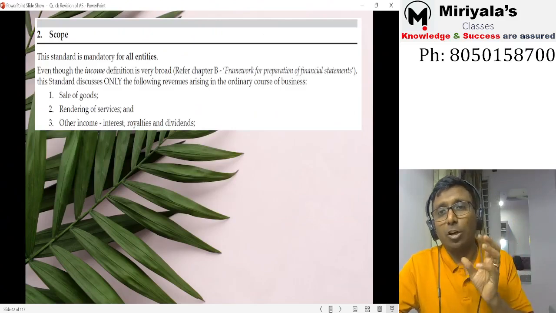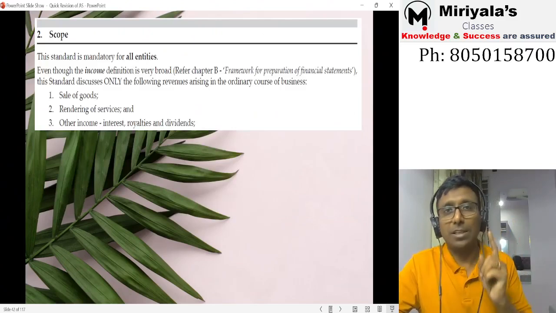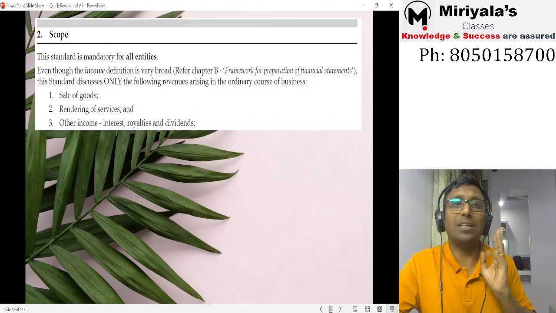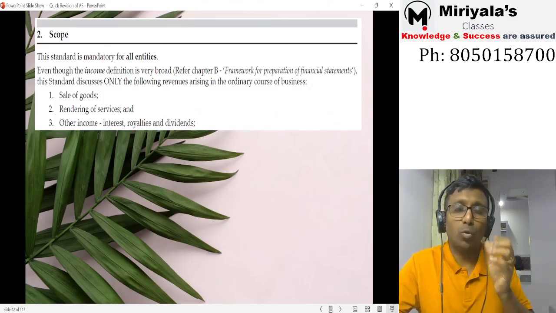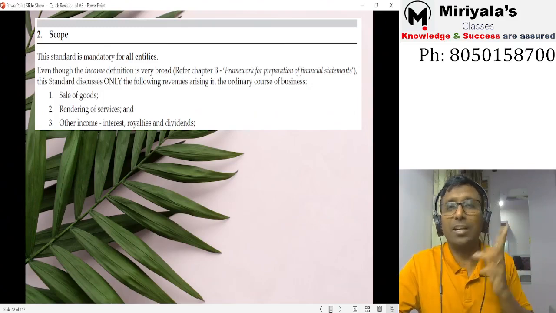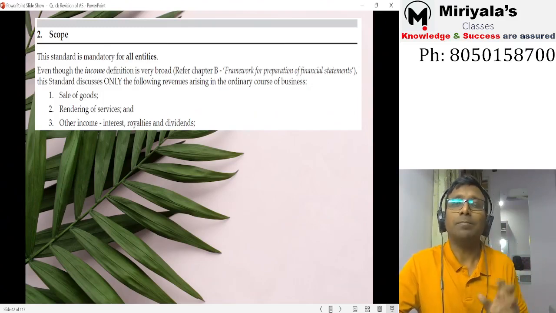Okay, first, what is the scope, sir? This standard will talk about only three types of revenue. One is sale of goods, sale of services, and other kinds of revenue. The other kinds of revenue is not like etc. It talks about only interest income, royalty income, and dividend income. Only these three kinds of revenue.